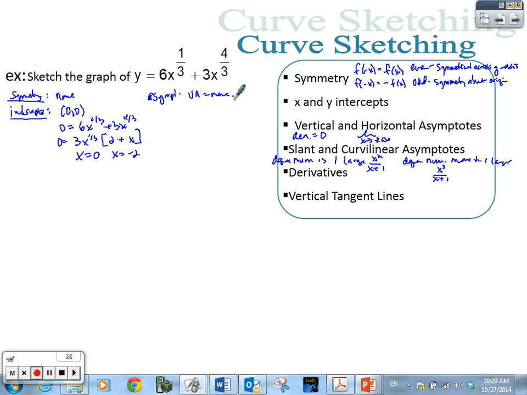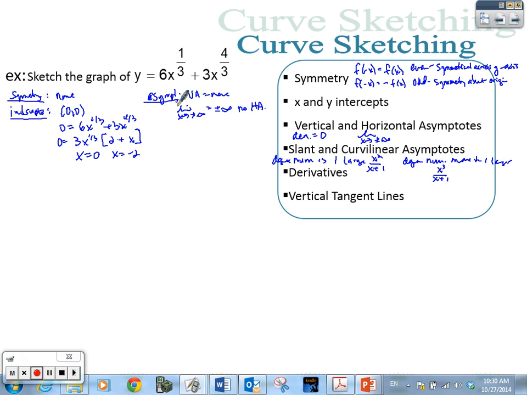If I take the limit of this going to positive or negative infinity, what's going to happen to my y value? It's going to approach infinity or negative infinity, whichever way we're going. So the limit as x goes to positive, negative infinity is that. So there are no horizontal asymptotes. Do we have slant or curvilinear? No, we don't have those either. There really are no asymptotes on this particular function. So that's our asymptotes. So now let's look at derivatives.